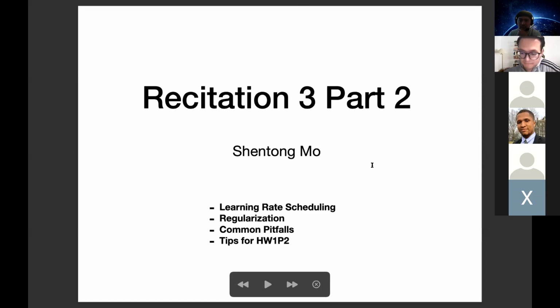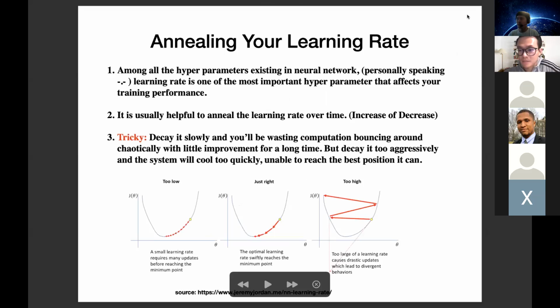So firstly, I will talk about your learning rate. Personally speaking, the learning rate is one of the most important hyperparameters that affects your model training performance. If you have finished homework 1 part 2, you will know that the learning rate is very tricky to adjust to get good performance on your Kaggle leaderboard. So I think it is usually helpful to anneal the learning rate over time.